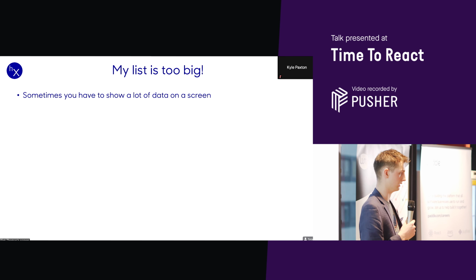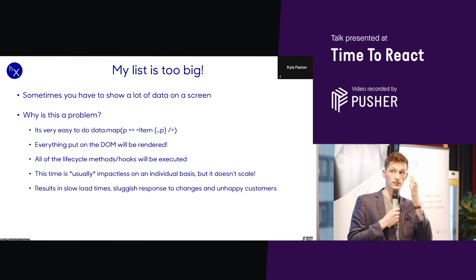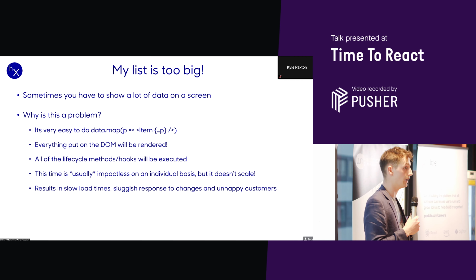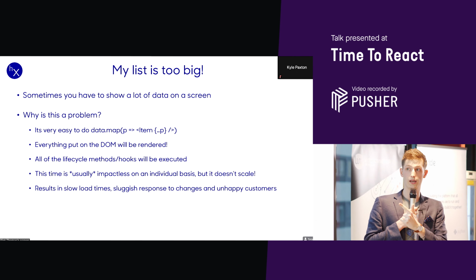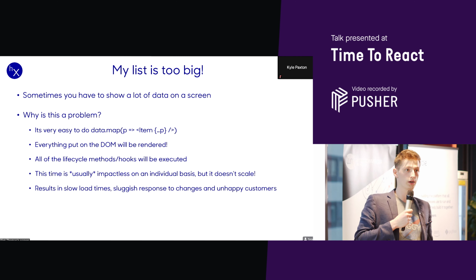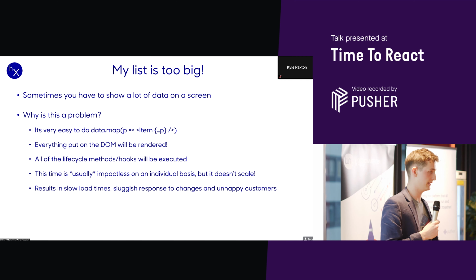Right? They all had event handlers. They all had methods sticking on top of them. And it's a problem because if I see a big list of data, I'm going to do a map. I'm just going to go, OK, cool. Children, map it. I'm going to put an item in there, some subcomponent, spread some props in. It's great. But everything that I put on that DOM is going to get rendered.